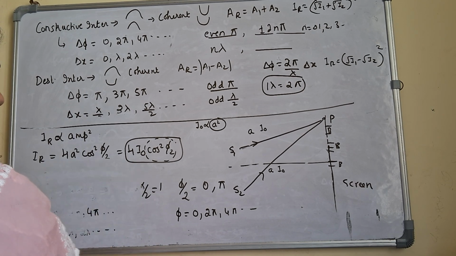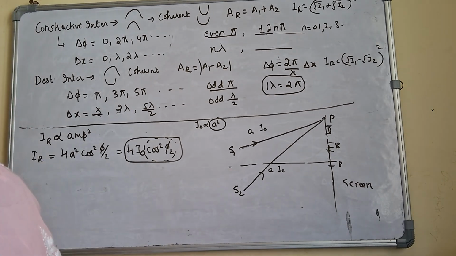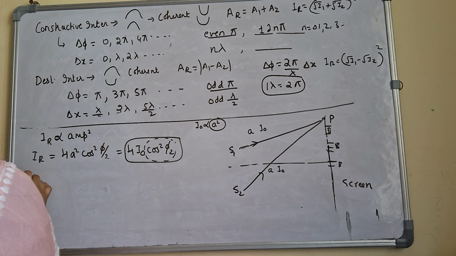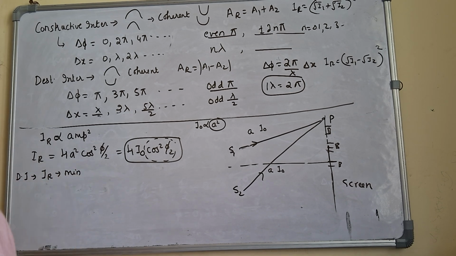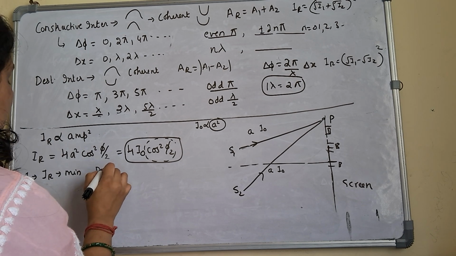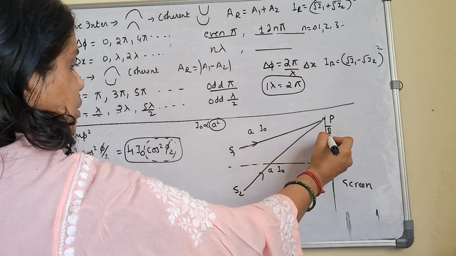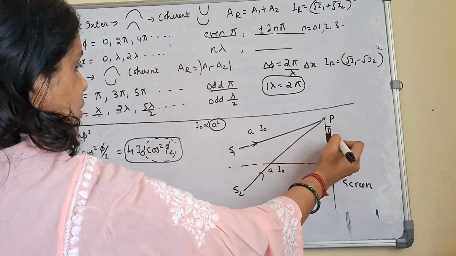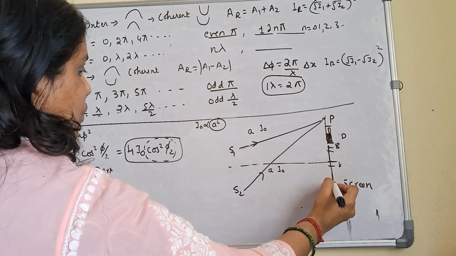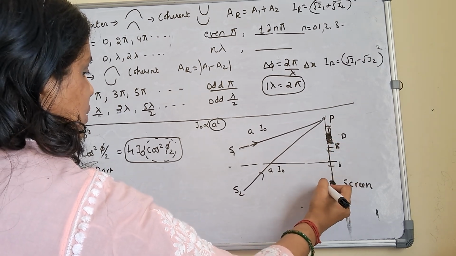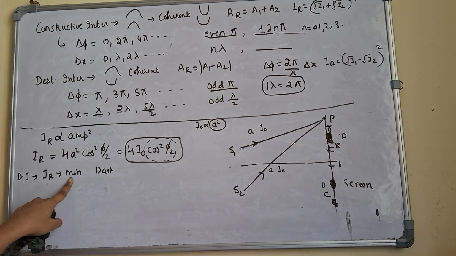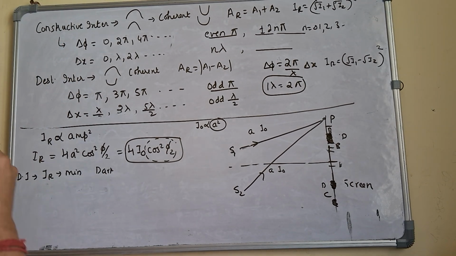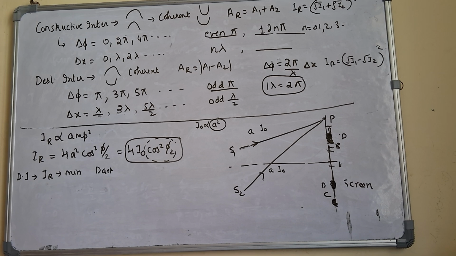Alright, so now let us try to understand the condition for destructive interference. That is when I resultant is minimum. Okay, that means you will see a dark patch, dark region. So you will see some dark region like this. So this is destructive. Okay, so somewhere you will see dark region, destructive, bright region, constructive. Okay, so that is also called destructive minimum because it is minimum.